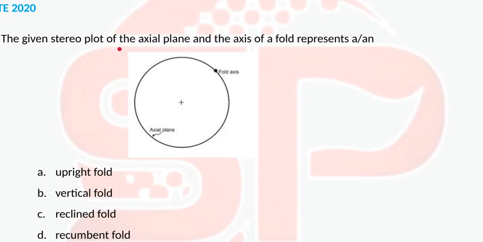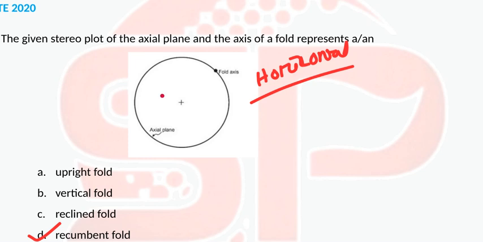The given stereo plot shows the axial plane and axis of the fold. The fold axis is at the periphery, and the axial plane also coincides with the periphery, so both indicate a horizontal condition. If both are horizontal, it will be a recumbent fold. Where the axial plane and fold axis are horizontal, it will be recumbent.